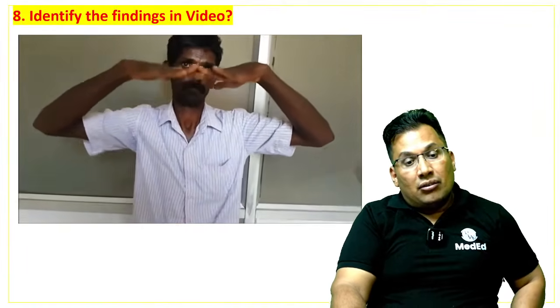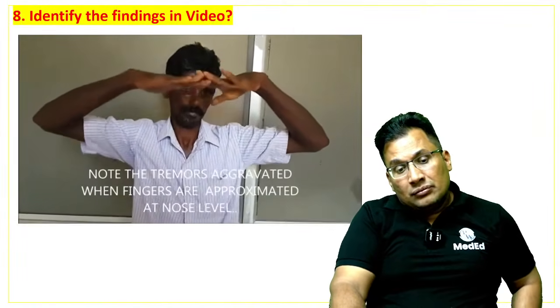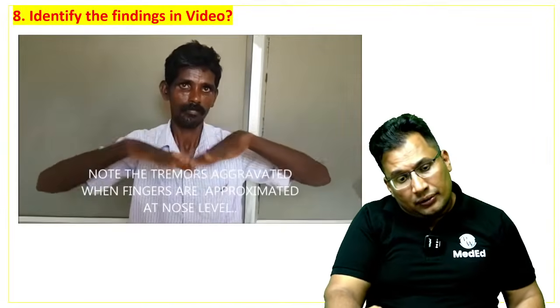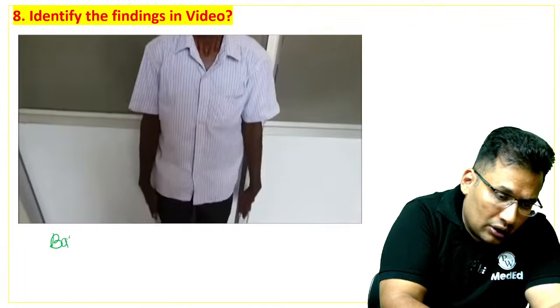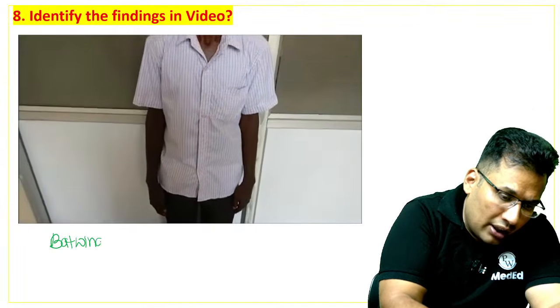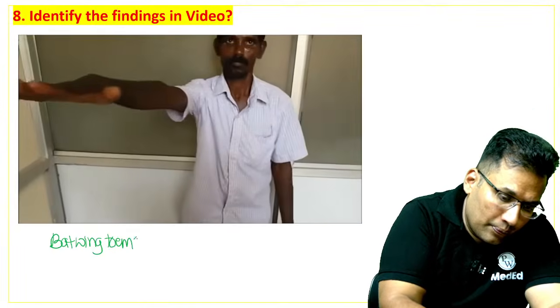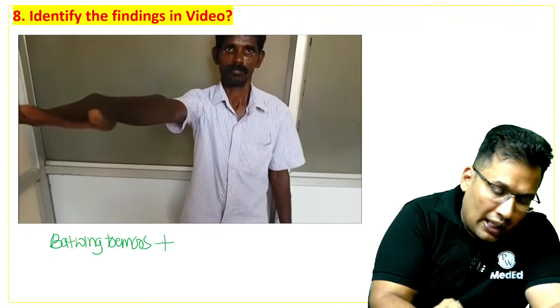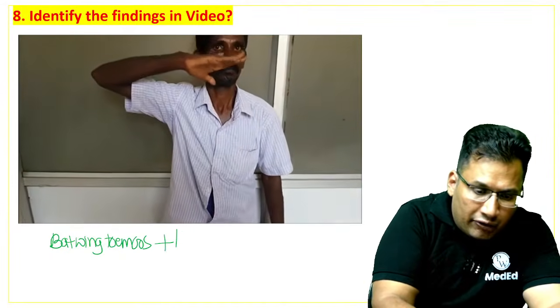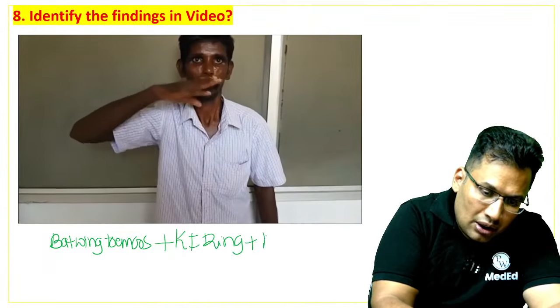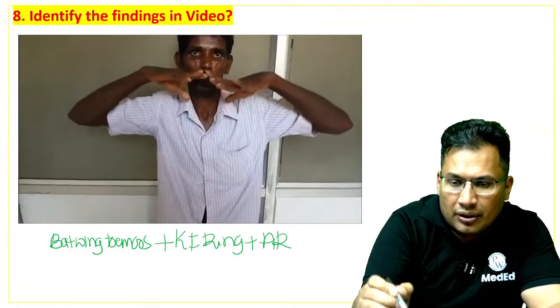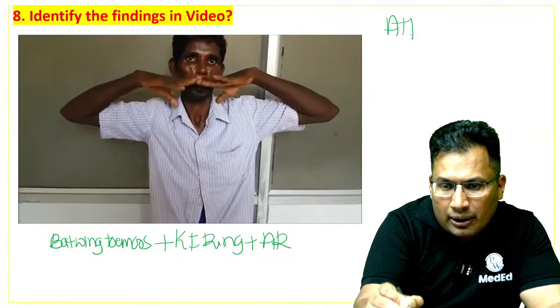आगे देखते हैं, 8th question. 8th question is also a very interesting question, guys. Very nice question. 3 marks question. The patient is having bat wing tremor. Bat wing tremor. Patient is also having KF ring. Autosomal recessive condition. ATP7B defect.